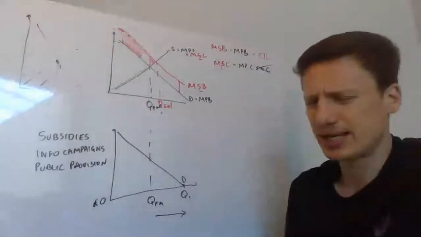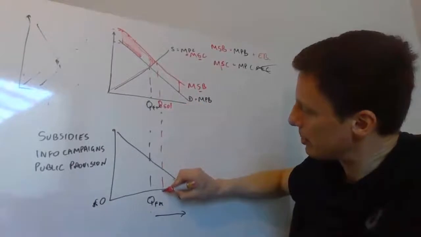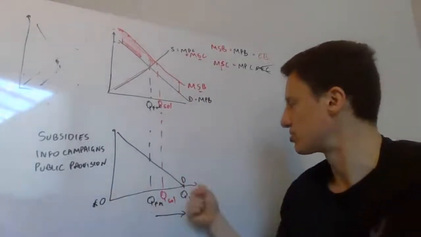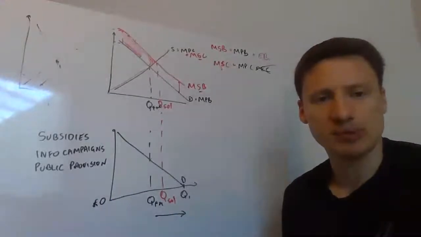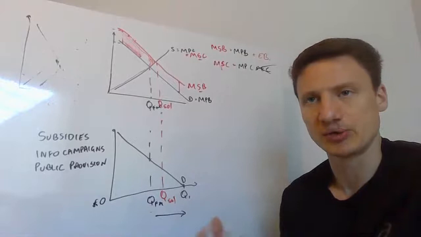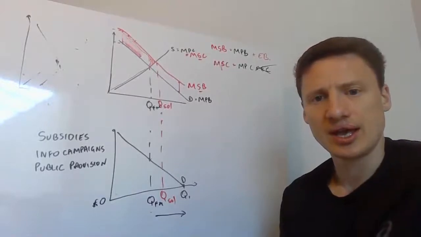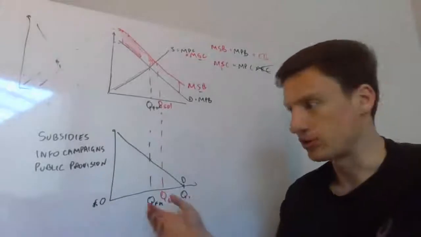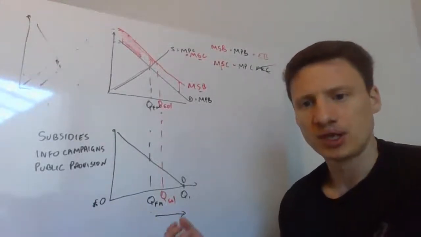But the problem with this is that it's well beyond Q-sol. Economics hasn't said we should provide it for free. Economics didn't say by providing it for free, we'll get maximum community surplus. That's the most efficient allocation of resources. Economics said we should provide up to Q-sol and no more. Beyond Q-sol is a welfare loss.